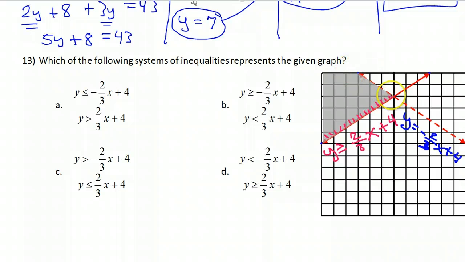Now, looking at this, first of all, it's a broken line. So I'm not going to have any or equal to business.